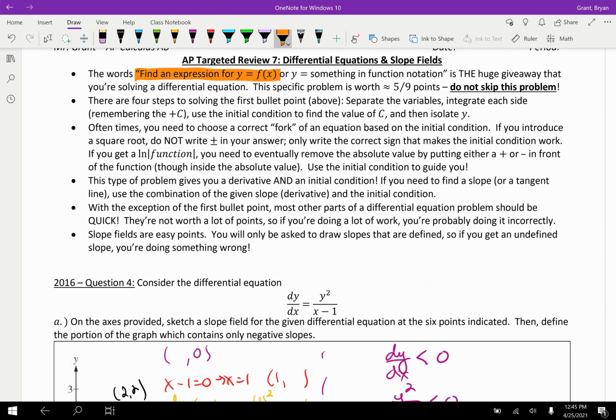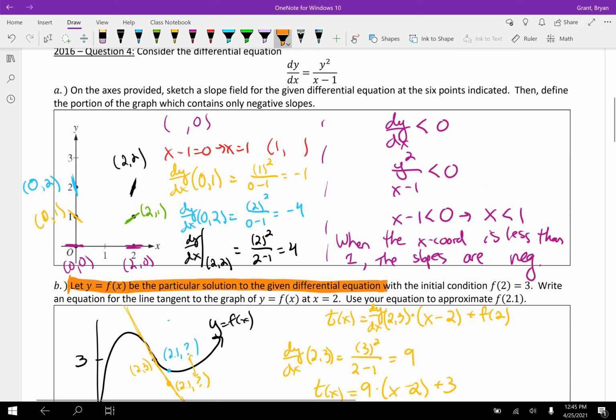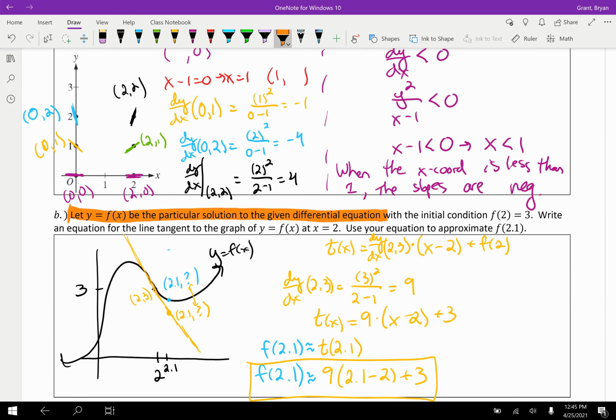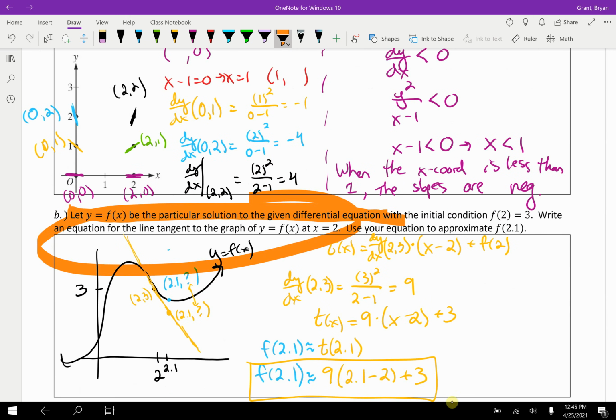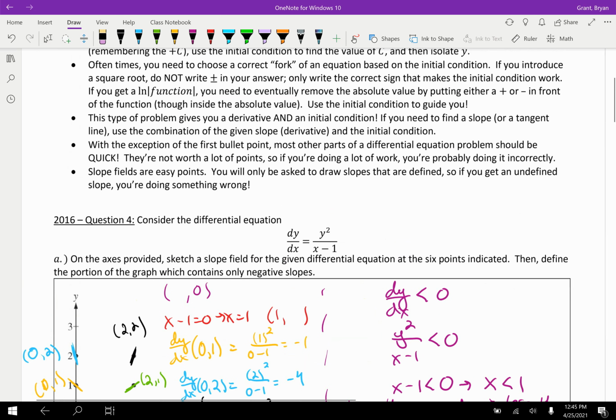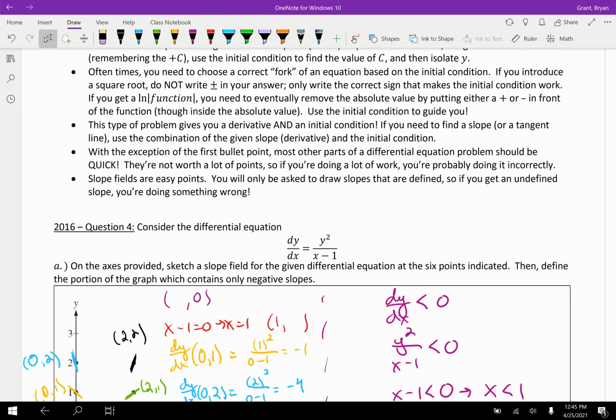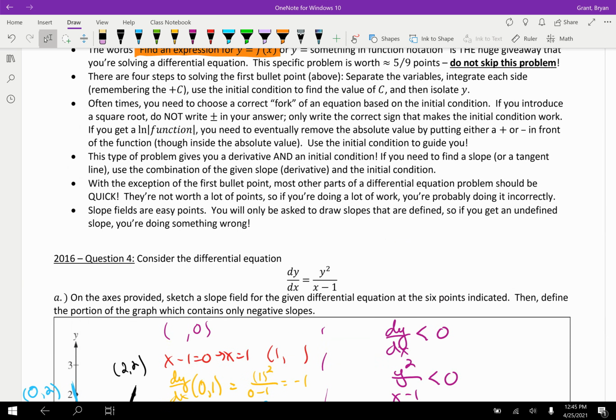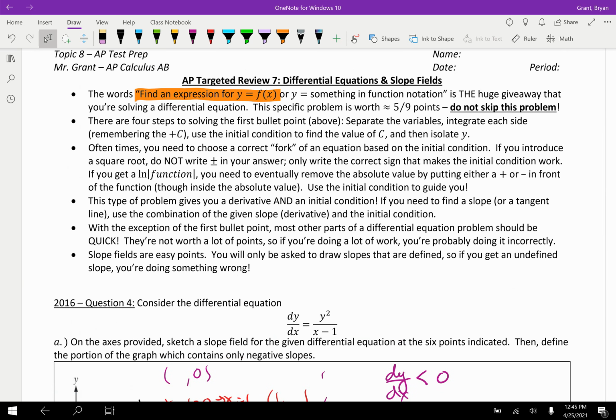If you see that right at the beginning, you might be misreading it. Like this one down here started with that, but then they asked for a tangent line. So don't do too much work early on. You might just want to skim through the differential equation and see where they say find an expression. There's usually 4 steps to solving. You separate the variables, you integrate each side, use the initial condition to find the value for c, and then isolate y.